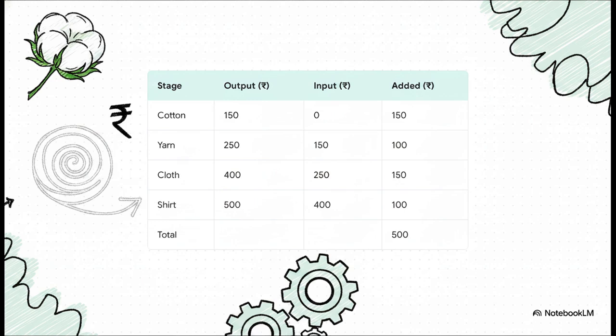Let's apply that timber logic directly to the numbers here. Say a logger cuts timber worth 150 rupees, with zero input cost from anywhere else. That's 150 rupees of pure value added. Right, and then the sawmill buys that exact timber for 150 rupees. They mill it into planks valued at 250 rupees. We do the math. 250 output minus the 150 input equals exactly 100 rupees of true distinct value added by the sawmill. The exact same subtraction happens whether you're dealing with wood or the cotton and yarn process.